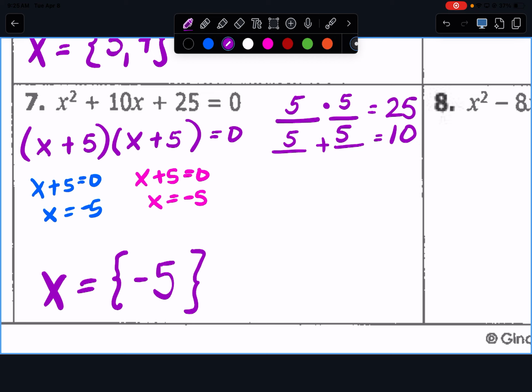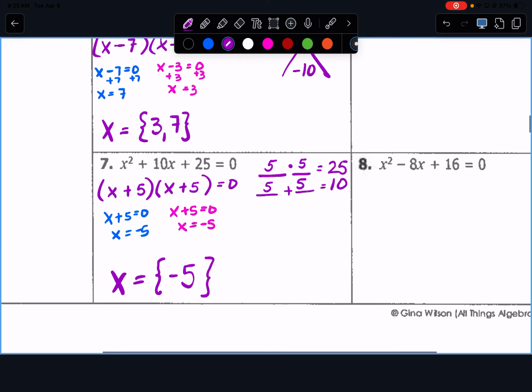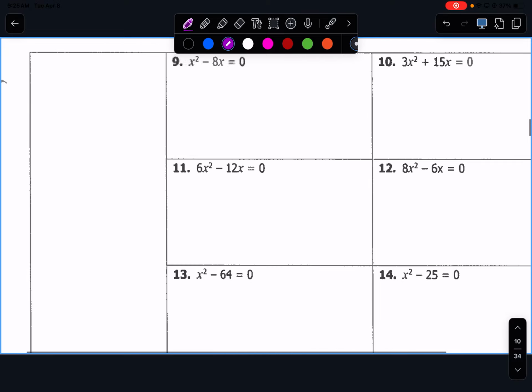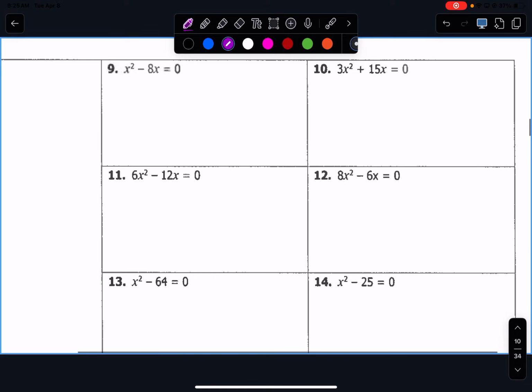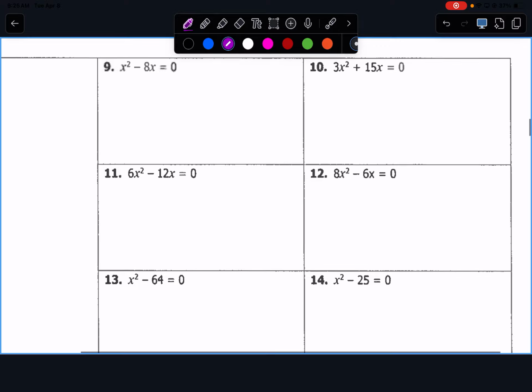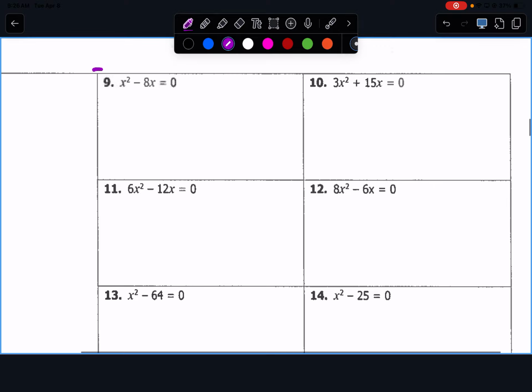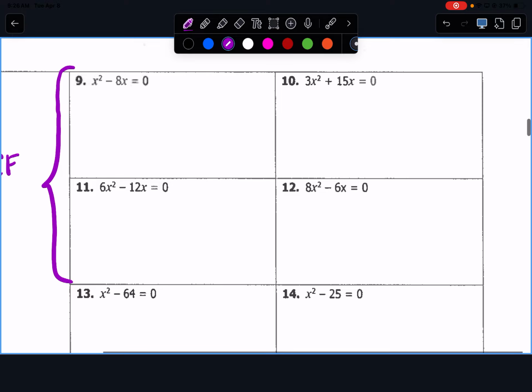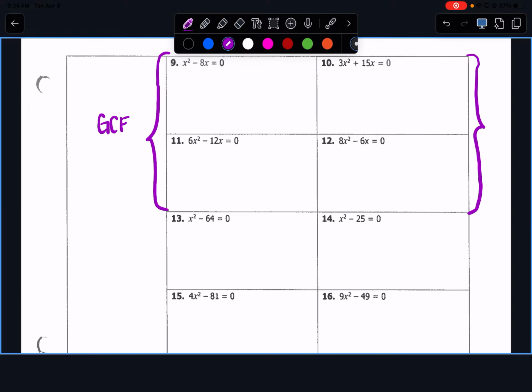All right, now we're going to flip to the back. On the back, we're going to look at what happens whenever we have ones that are not trinomials. So we have binomials we've got to factor. Those first 4 are simply GCF questions. That's all the first 4 are. Okay, now the second 4.